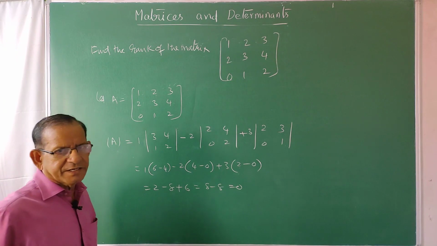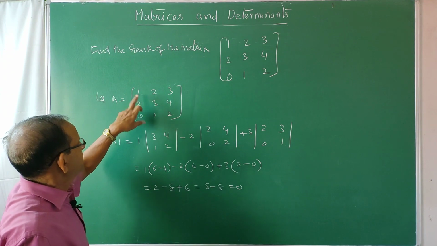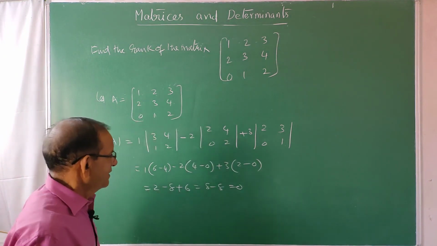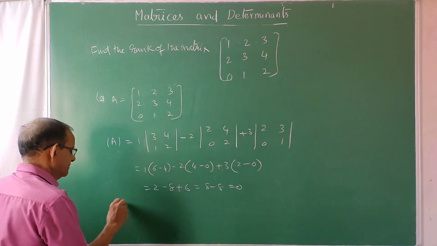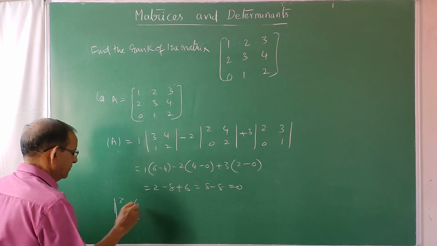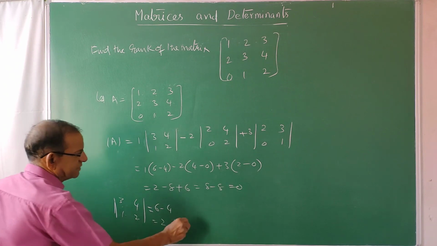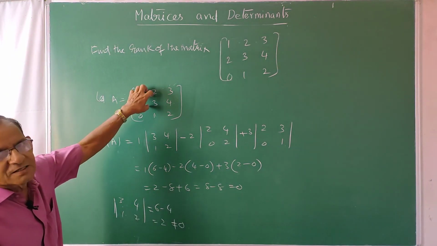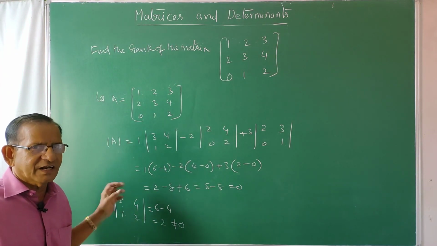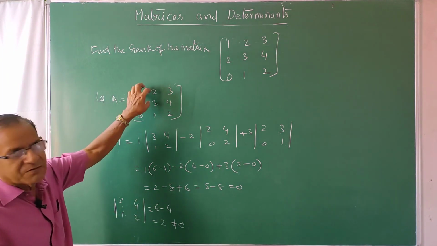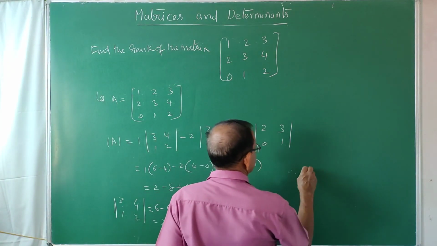So if det A is 0, rank is not 3. So you have to go for a submatrix in that. You take any submatrix. So you take this one, determinant of 3, 4, 1, 2. That is 6 minus 4 equal to 2, that is not equal to 0. Suppose this is also 0, take another submatrix. If it is also 0, take another submatrix. If at least one of them is not 0, then the rank is 2. But here the first one itself is not 0, so its rank is 2 only. Therefore rank of A is equal to 2.